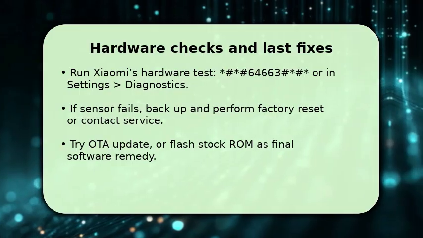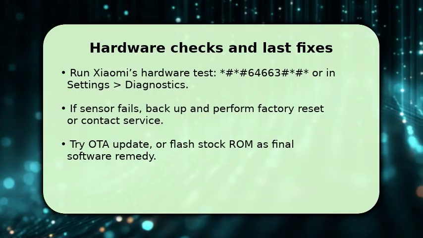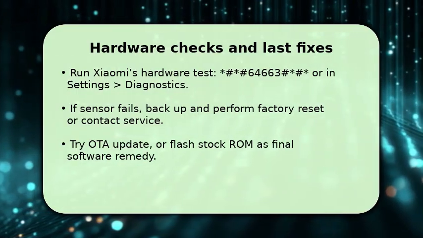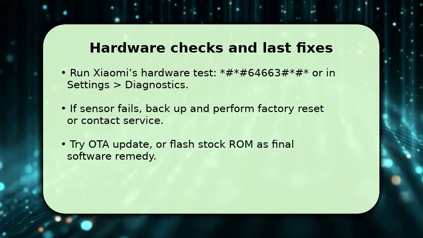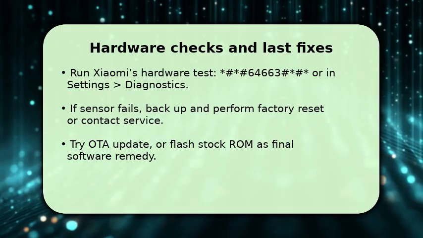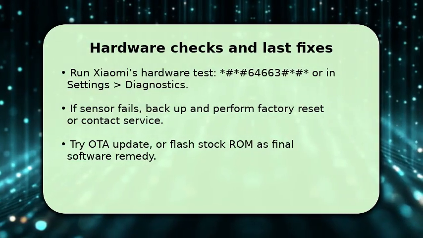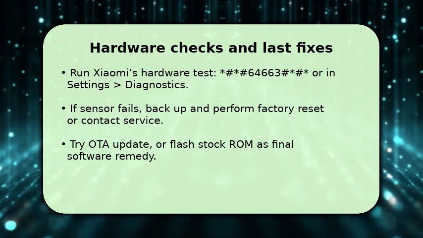If diagnostics indicate a hardware fault, back up your data and perform a factory reset to exclude software corruption. And if it persists, contact authorized service for module repair or replacement. Finally, as a last software measure, apply the latest OTA or flash the official stock ROM. Make sure you follow Xiaomi's instructions to avoid bricking the device.